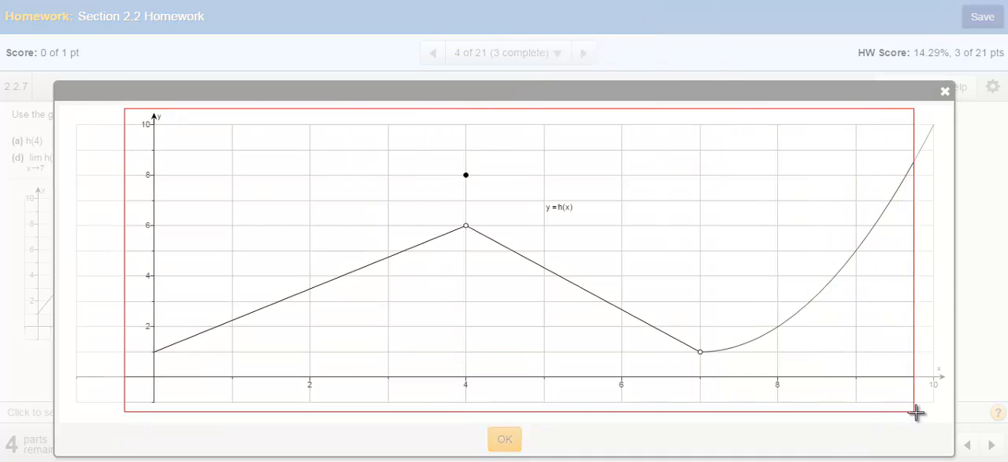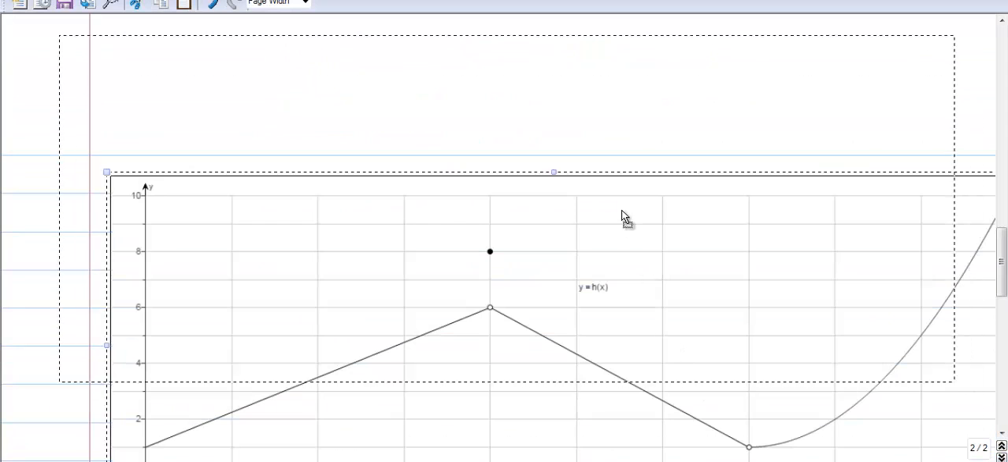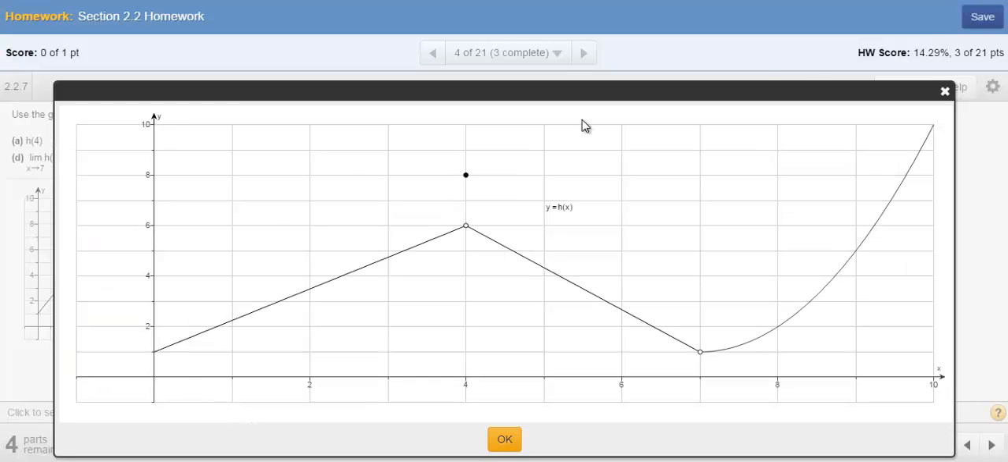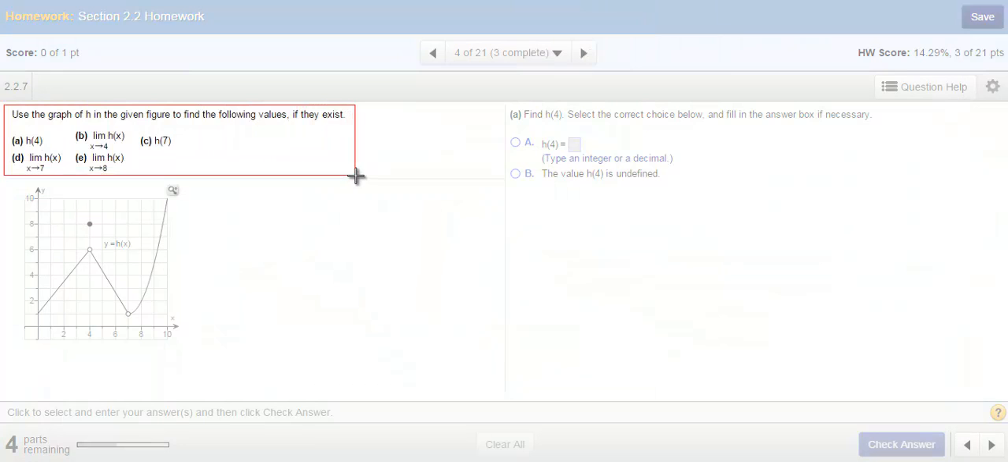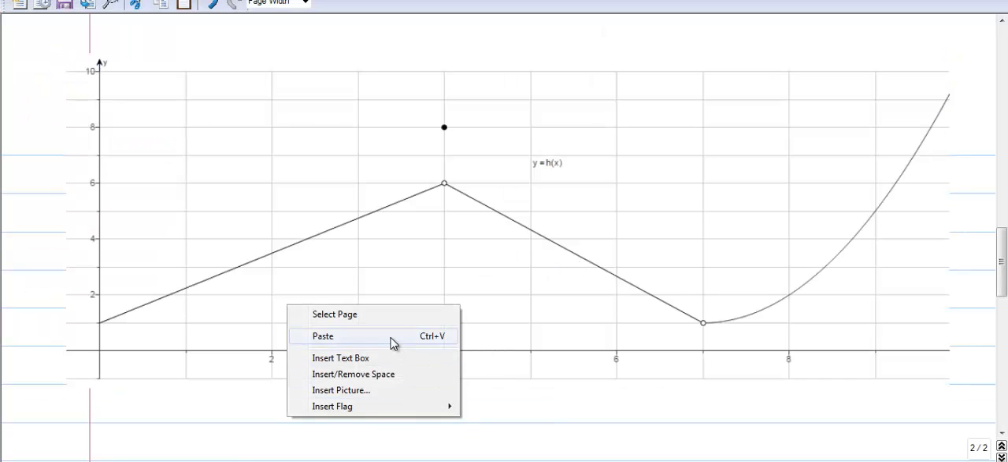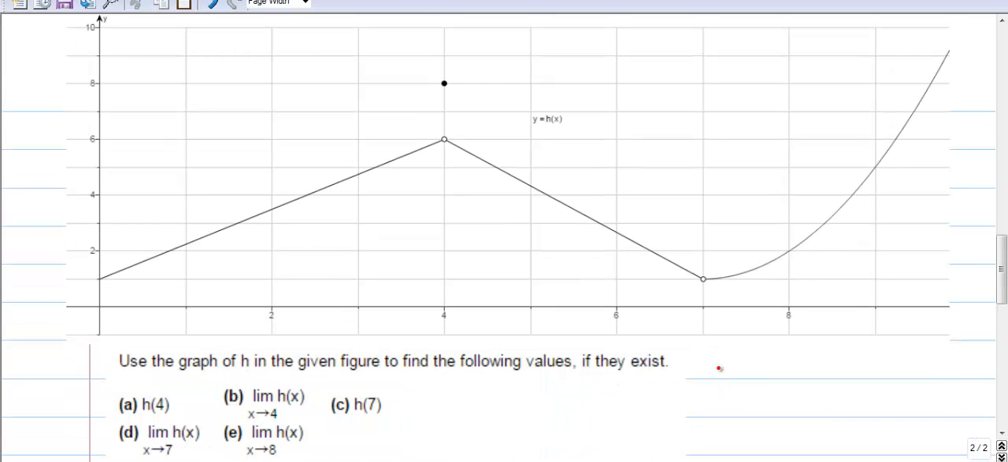All right, so here's going to be just reading how to read the graph of this function. They're calling the function h of x, and we want to figure out the following: we want to know h of 4 and all these limits. All right, so the first thing, h of 4.